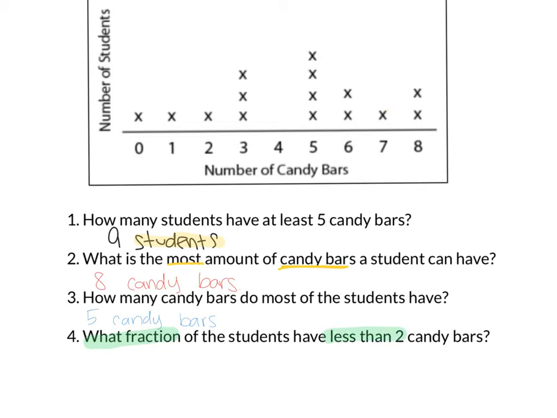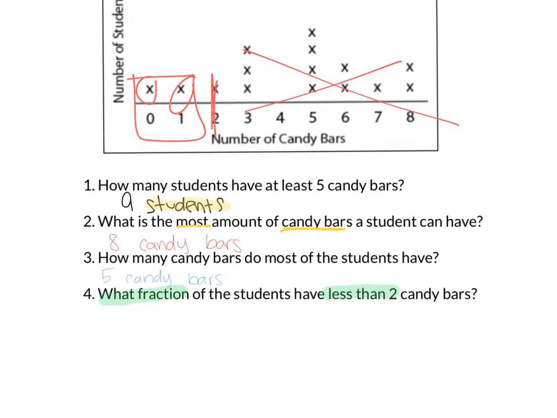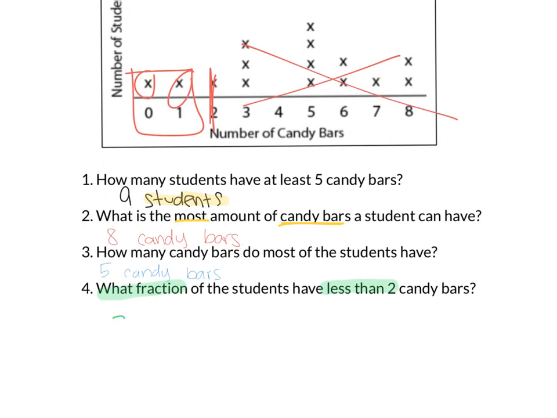What fraction of the students have less than 2 candy bars? Less than 2 is not including 2. At least 2 is including, but because it is less than 2, it is not including 2. So we can cross 2 out, and all of these don't count. We need to find the numerator. So the numerator would be 2 because there are 2 X's under 2. And so the 2 represents students.